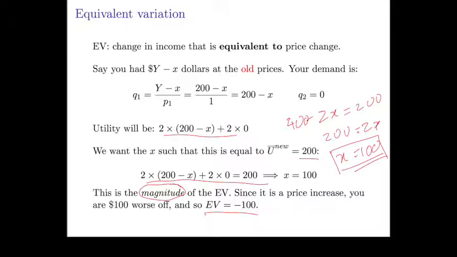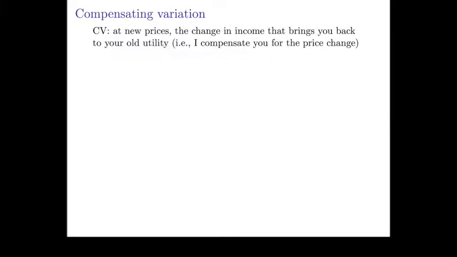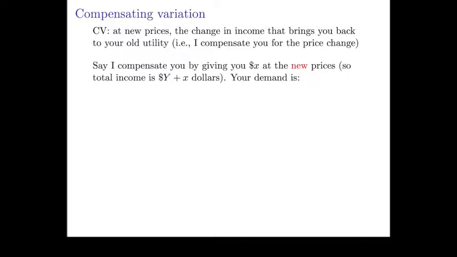Okay, now let's calculate the compensating variation. The compensating variation is the amount of money that I would have to give you so that at the new prices you would have the same utility as you had before the price went up. So it's how much I would have to compensate you for the price change. So let's suppose I give you X dollars and the prices are the new prices. So your total income is going to be the Y dollars you started with plus X dollars.